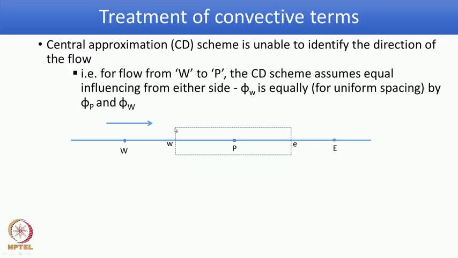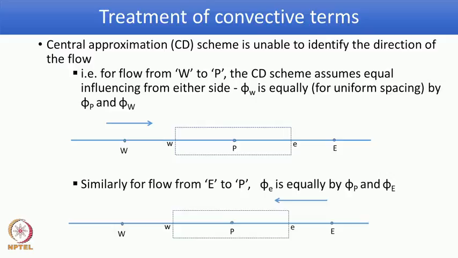That means phi at its face w takes a value of phi at P and phi at W, divided by 2. That is for the uniform spacing. Of course, if it is a non uniform spacing, you take into account the weightages. Similarly, for another situation, if the flow happens to be from right to left, then phi at the east face is evaluated based on phi at the east node and phi at the P node.